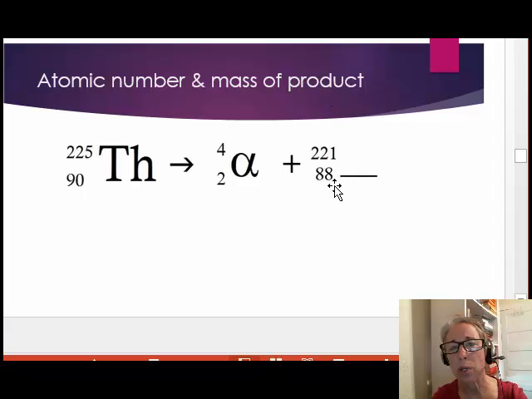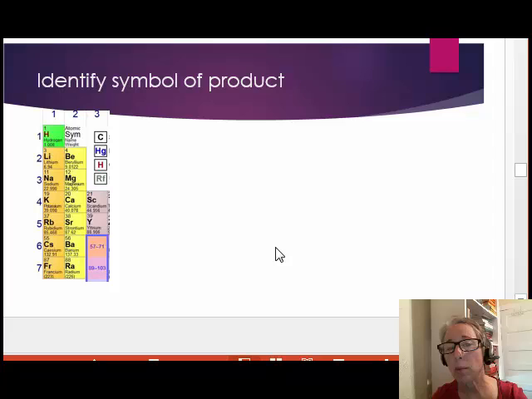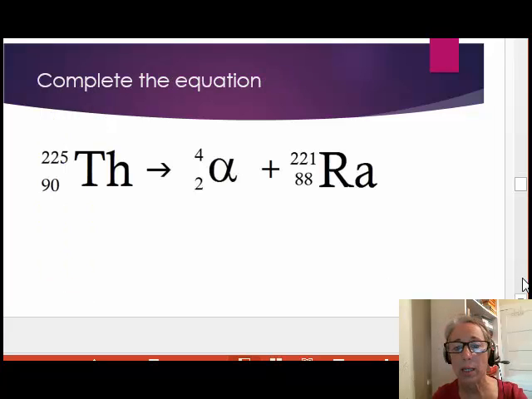I can determine which element has an atomic number of 88 by looking at the periodic table. The element with an atomic number of 88 is radium, capital R, lowercase a. Once I place the elemental symbol of radium to the right of its mass and atomic numbers, we're done.